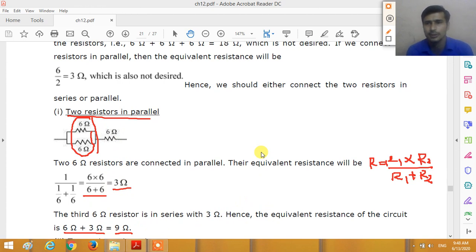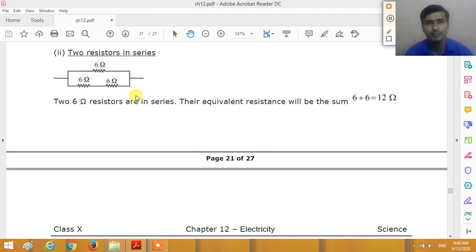Answer of question first: to obtain a 9 ohm equivalent resistance, two resistors of 6 ohm are connected in parallel with a third resistor in series. So similarly, how do we obtain the 4 ohm resistance from the 6 ohm resistors, right? Here the two 6 ohm resistors are connected in series with the parallel combination of a 6 ohm.